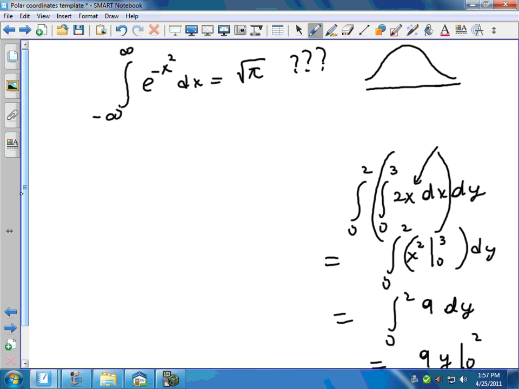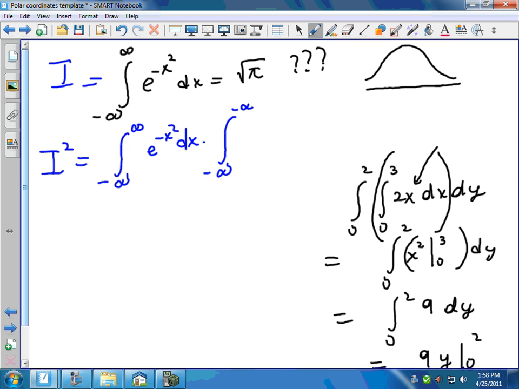A genius mathematician figured out the following. Let's call this I, the integral. Instead of finding I, we're going to find I squared first: the same integral multiplied by itself. So here's the integral, negative infinity to infinity, e to the negative x squared. If you multiply the same integral by itself, but this time they use the y variable.